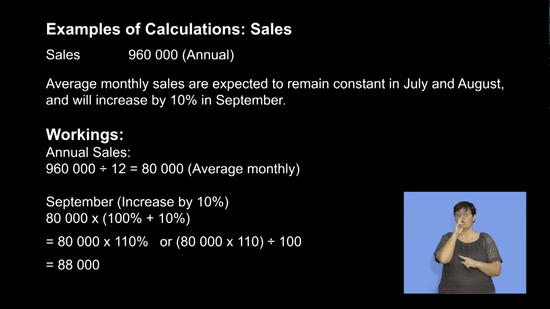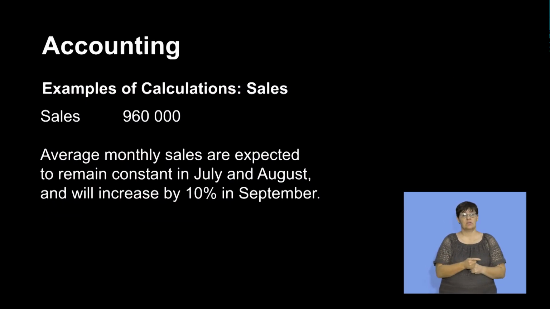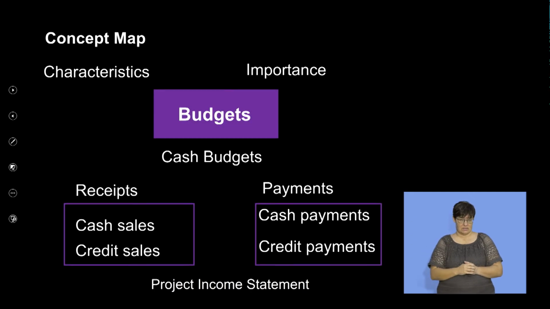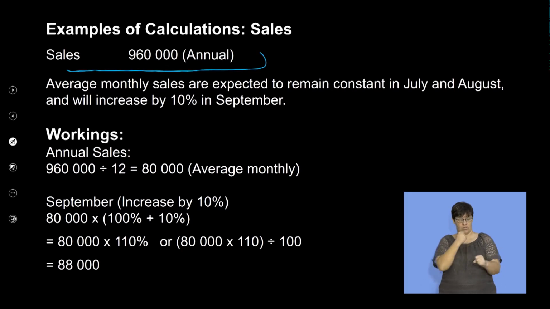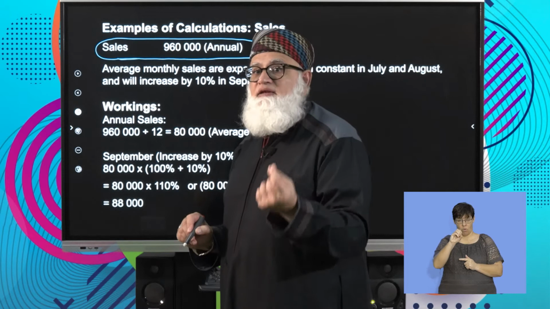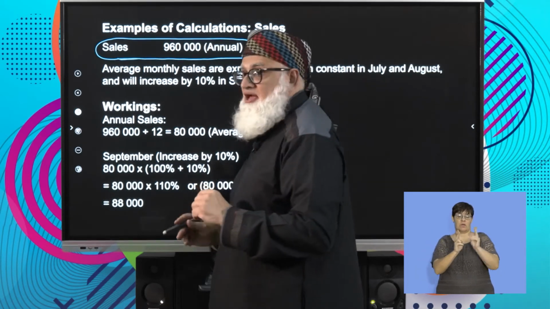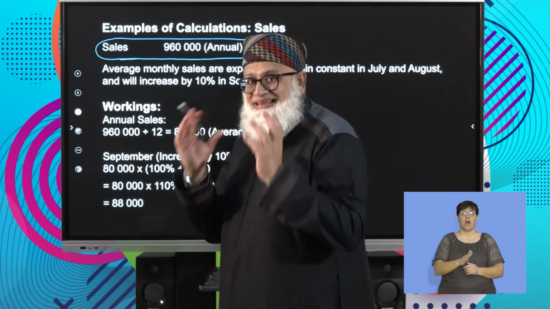Okay, guys, let's look at this calculation. Our sales figure is 960,000, okay? So, if that's my sales figure, it's for the year, meaning it's an annual figure, right? So what do we remember? Take the annual figure and divide it by 12. Why? Because you want the monthly figure.